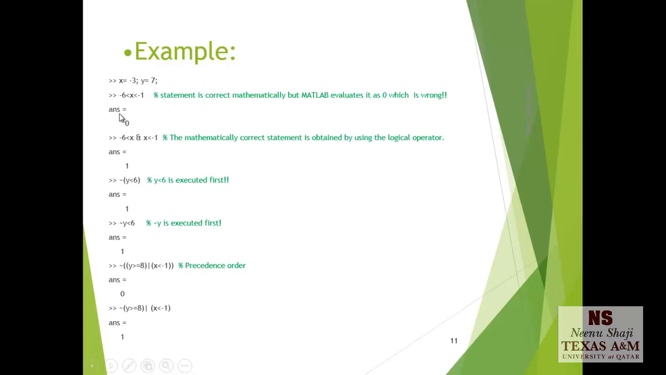But why do you get 0 in the first case? That's because it is executed from left to right. -6 less than -3 is true, so the answer is 1, and 1 less than -1 is false, so the answer is 0. And the remaining examples, you can pause the slide and go through them.